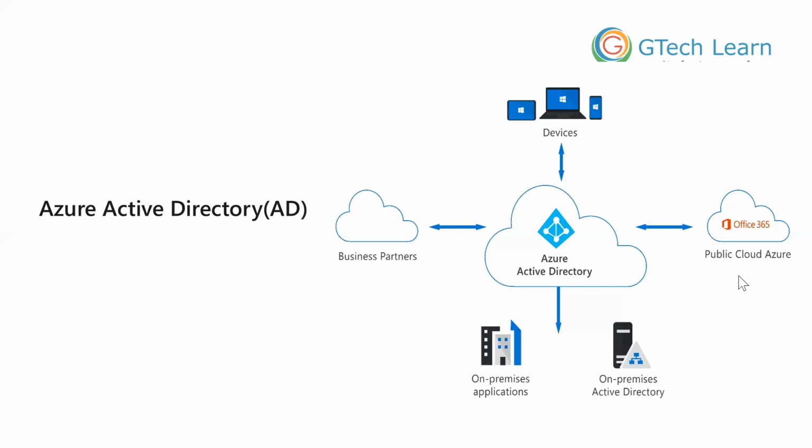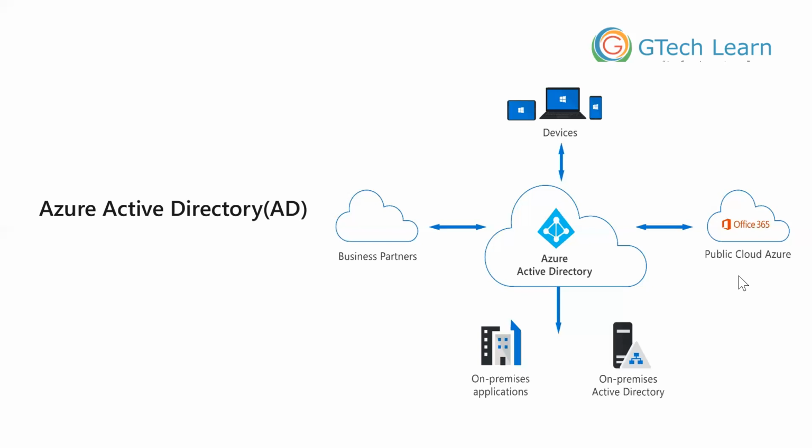Basically, what does Azure AD do? It simplifies the way organizations manage authorization and access by providing a single identity system for their cloud and on-premises applications. It can be synchronized with the existing on-premises Active Directory and with other directory services. So this was all about a brief introduction of Azure Active Directory.